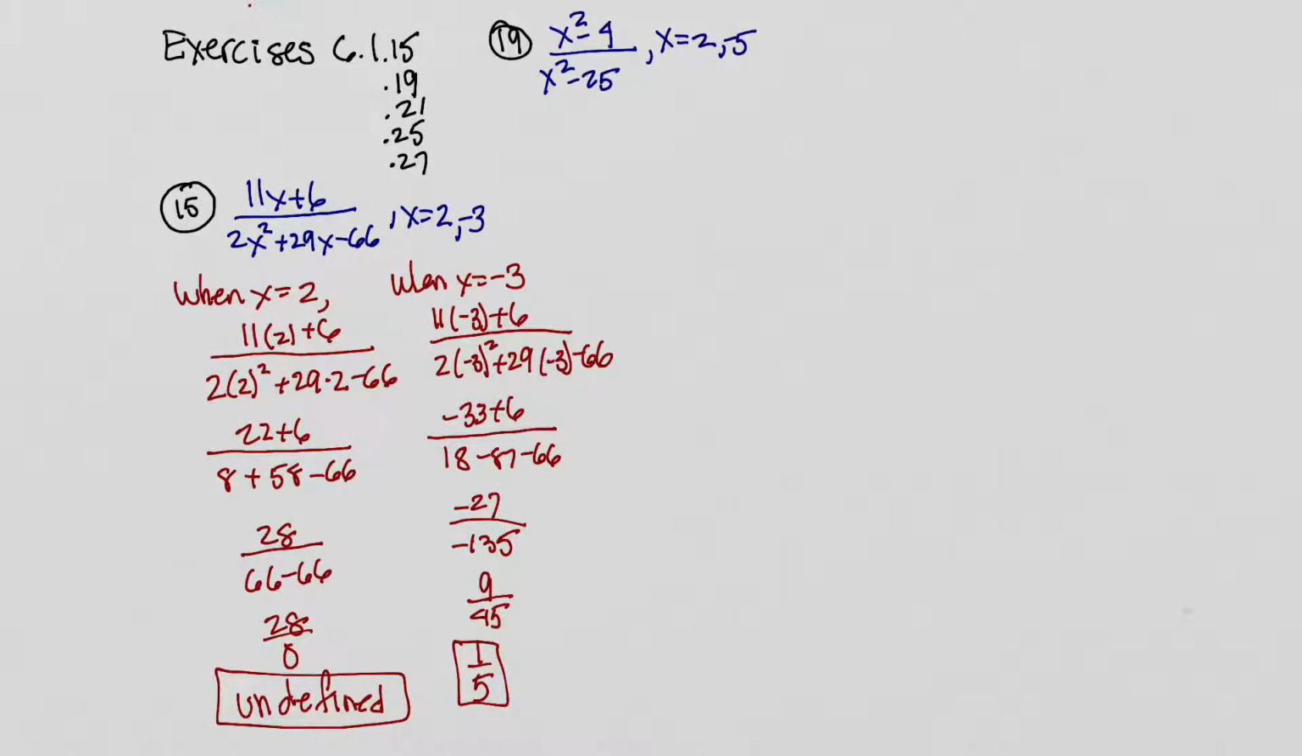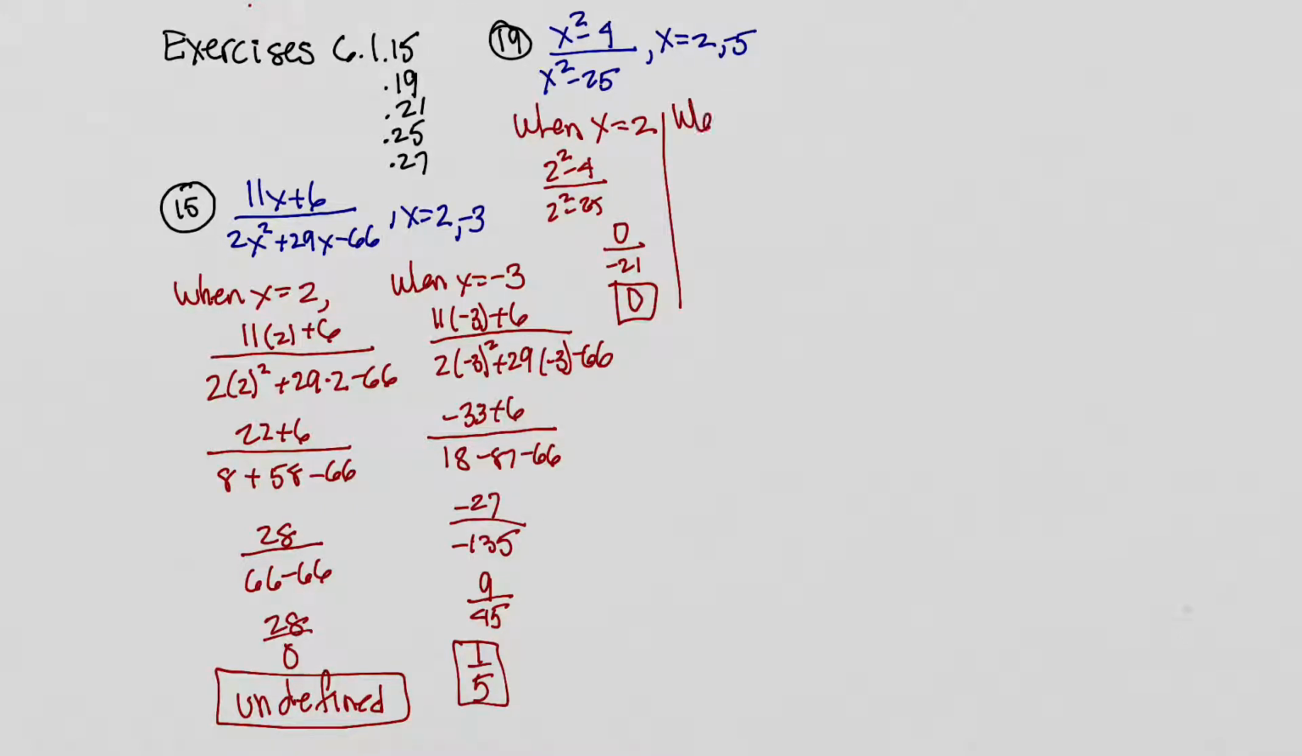Now in 19, this is going to work pretty much like number 15. This is an expression, not an equation, so we're just evaluating. First at 2, then at negative 5. So first of all, when x is equal to 2, substitute this 2 into here for x and into here for x. And when we do that, we're going to get 2 squared minus 4 over 2 squared minus 25. Well, this is going to give us 0 over 4 minus 25, negative 21. That's 0. So at 2, we get 0.